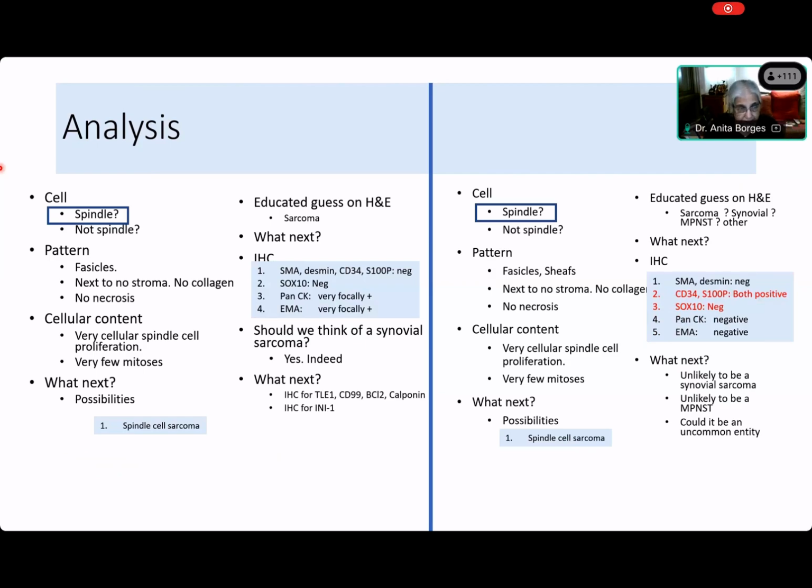We do INI1, which is SMARCB1, because in synovial sarcoma you get patchy loss of INI1. We've noticed it now many times in these tumors. And of course you can get the SS18 protein because you get a translocation, SS18-SSX, and now we have an antibody to the SS18 protein. On this side, we'll have to check and see which uncommon entity we are going to find.